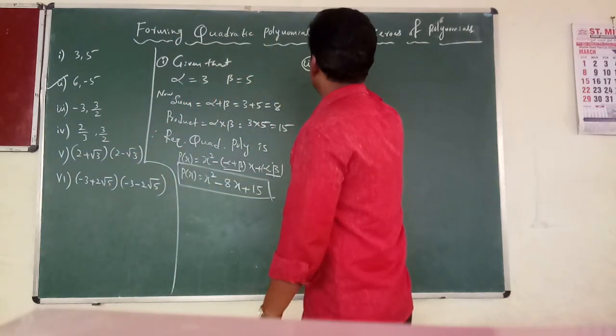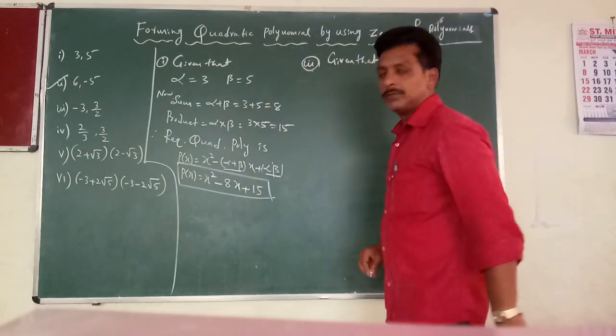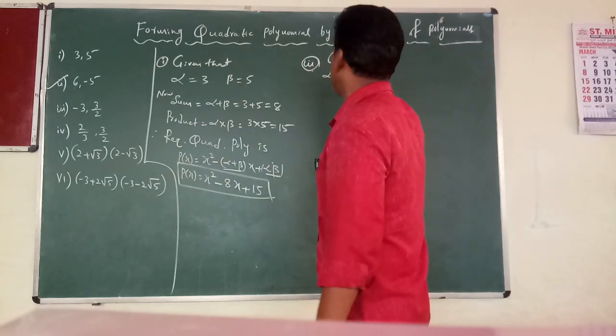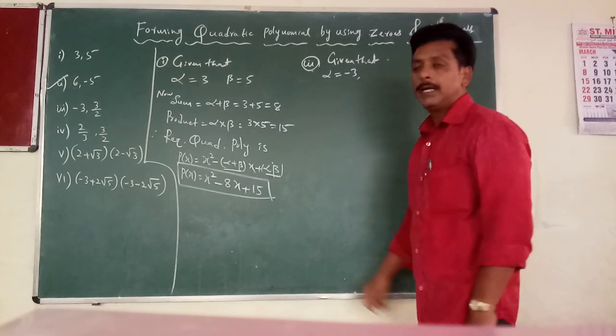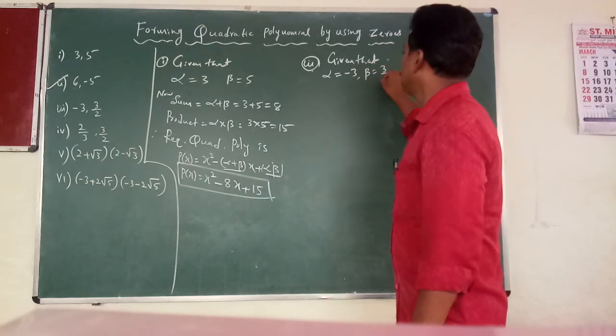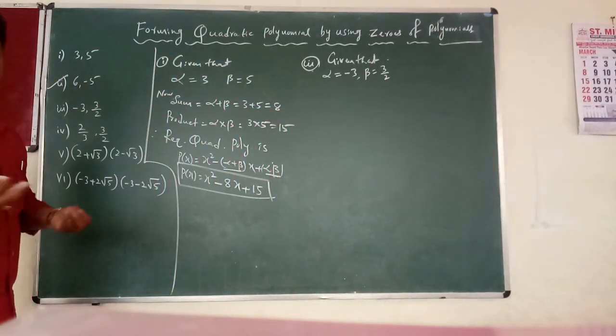Given that, they are given two zeros. Out of one zero I am taking alpha is equal to -3, and beta is equal to 3/2. One is a whole number, one is a fraction. Don't worry at all. Same procedure.